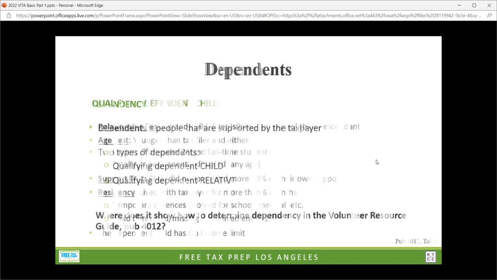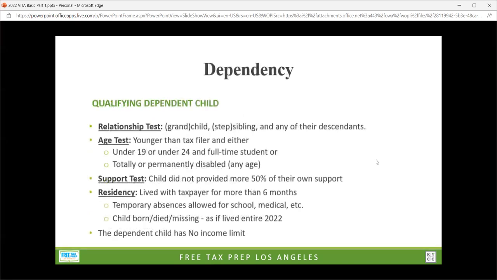So we're going to be talking a little bit more about the qualifying dependent child. We need to go through four different tests in order to know that that child is going to qualify as a dependent child. First test, relationship test. It has to be your child, grandchild, sibling or stepsibling, and any other descendants.